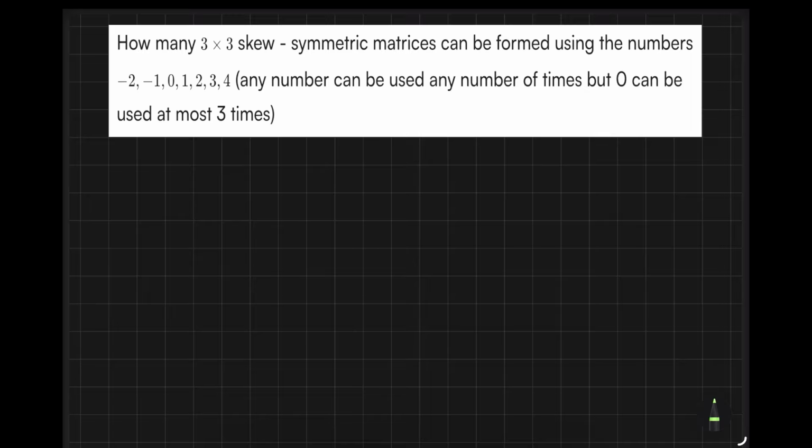So, we are back with a wholesome new question which says: how many 3 cross 3 skew symmetric matrices can be formed using these numbers? Any number can be used any number of times, but 0 can be used at most 3 times.